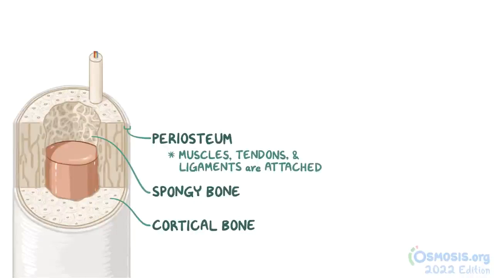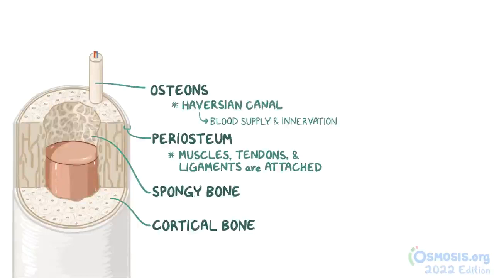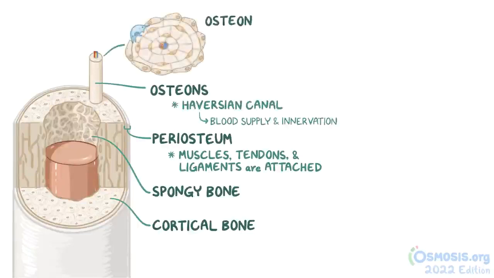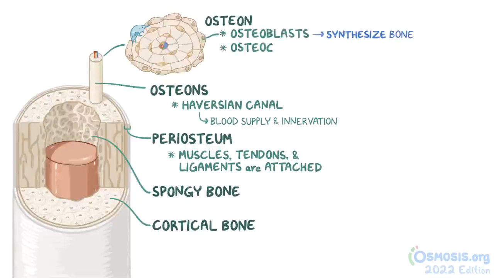If we zoom into a cross-section of cortical bone, we can see that it has many pipe-like structures called osteons running through the length of the bone. Each pipe has an empty center, called a haversian canal, which contains the nerves and blood vessels that supply the osteon. At the outer border of the osteon is a ring of cells called osteoblasts, which synthesize bone. Along with these cells are osteoclasts that break down bone.